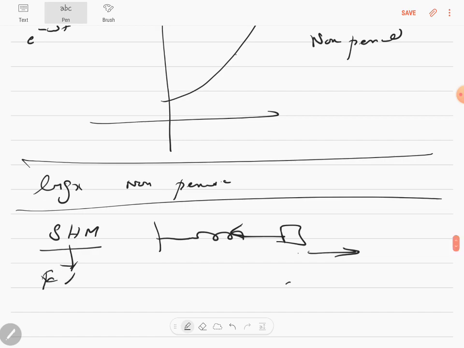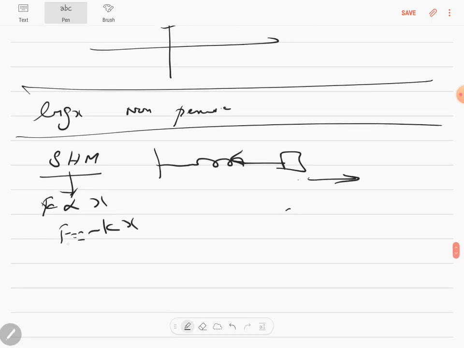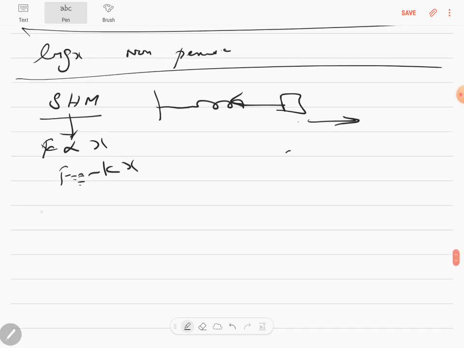Where F is proportional to X, F is equal to minus K into X. Any oscillatory motion of this kind is simple harmonic. Correct? You also know F is equal to M into A. So you can equate MA is equal to minus K into X. Therefore A is equal to minus K by M into X.